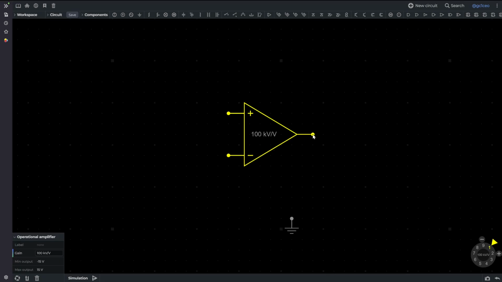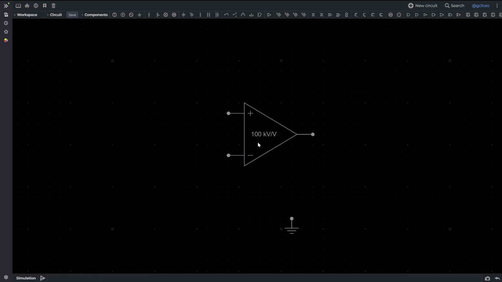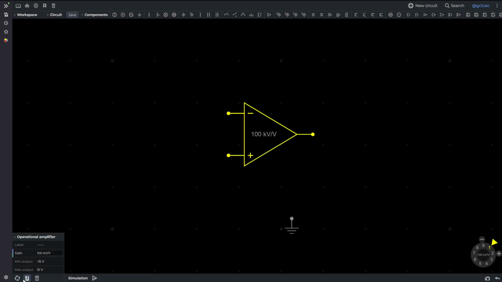So basically, you just have an output pin on the right. You have non-inverting input here on the top. You have inverting input on the bottom. And I mean, you can switch it around if you want, since a lot of schematics have the inverting on the top. But that's pretty much it. And you can set the gain. You can also set minimum and maximum output. But yeah, just the three things you can.